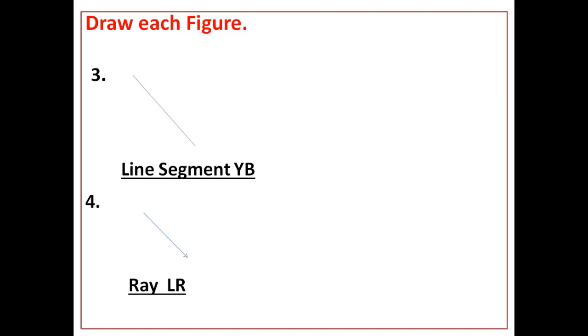Number 4, LR. LR has the arrow on one side. It is a ray. See the definition that I explained to you. A ray has one endpoint and a direction arrow on the other side. LR is a ray. Number 4.